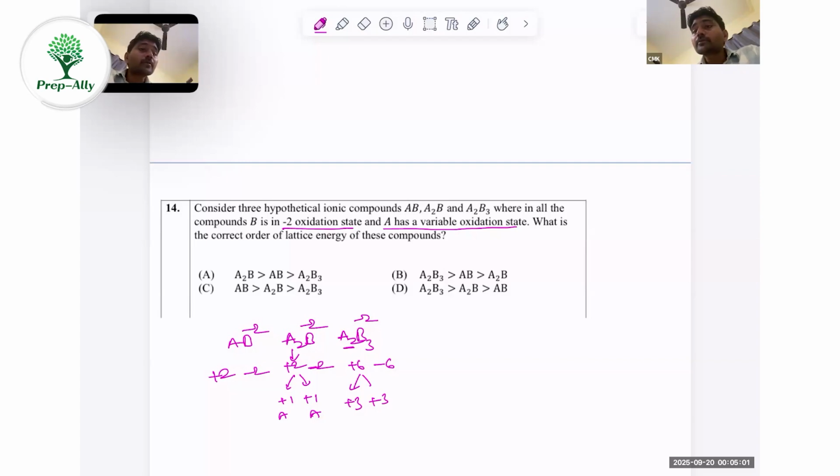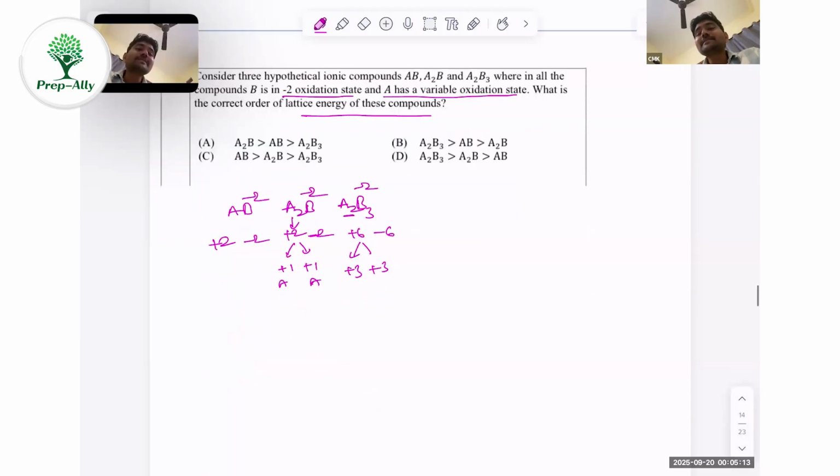Okay, now what I'm going to explain here: they have asked, each B is in -2 oxidation state and A has a variable oxidation number. What is the correct order of lattice energy of these compounds? What is lattice energy? The amount of energy required to break a solid compound into its individual gaseous ions, or the amount of energy released whenever individual gaseous ions come closer together during formation of a solid compound. That we call lattice energy.